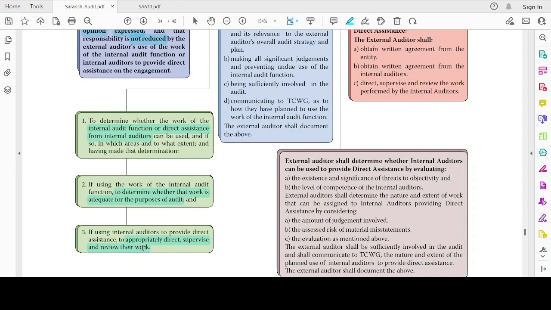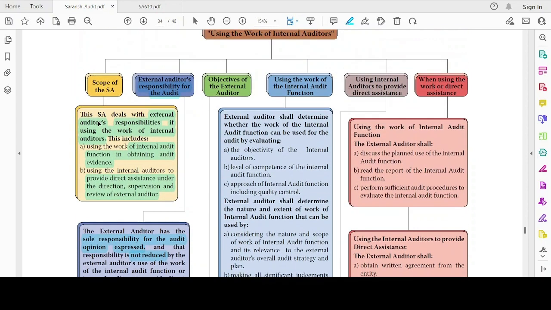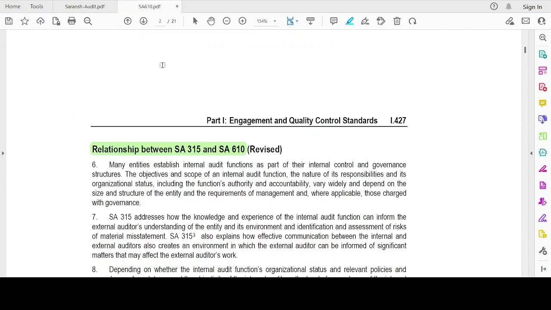Once I've decided that, for the work of the internal audit function, I should determine whether the work is adequate, whether I will be able to obtain sufficient appropriate audit evidence based on their work or their report. And for the internal auditors' direct assistance, I have to check whether I will be able to appropriately direct, supervise and review their work. That is the objective of the standard. Now, let's move on to the pronouncements.